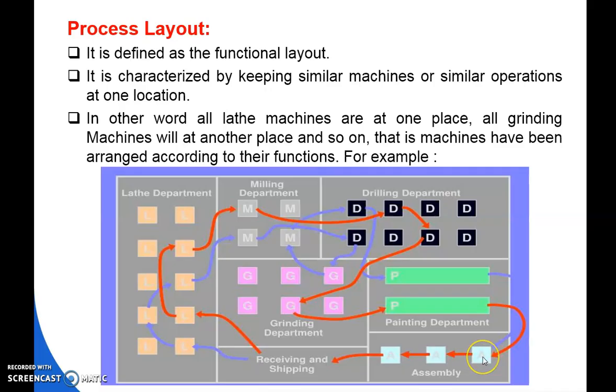The red color lines show the movement of the product from raw material receiving to finished product. The blue or purple color lines suggest that the raw material is going to be processed by different machining departments.